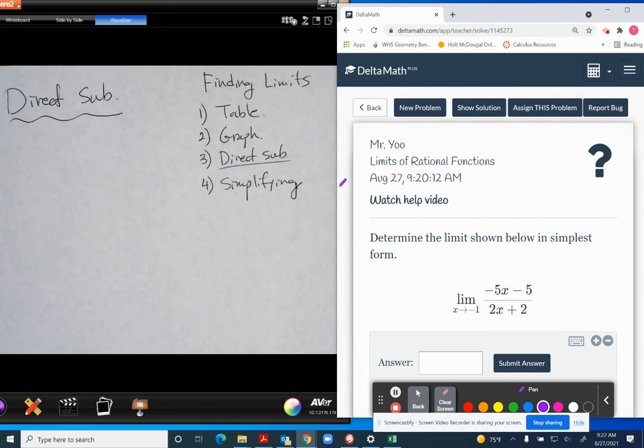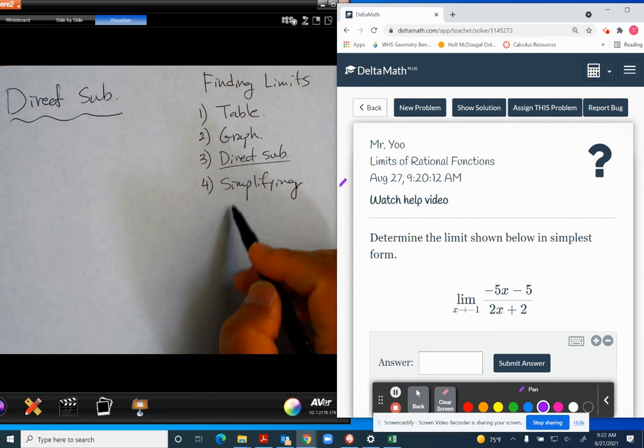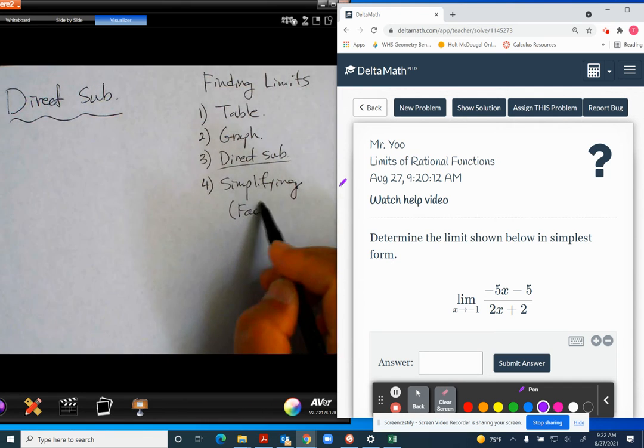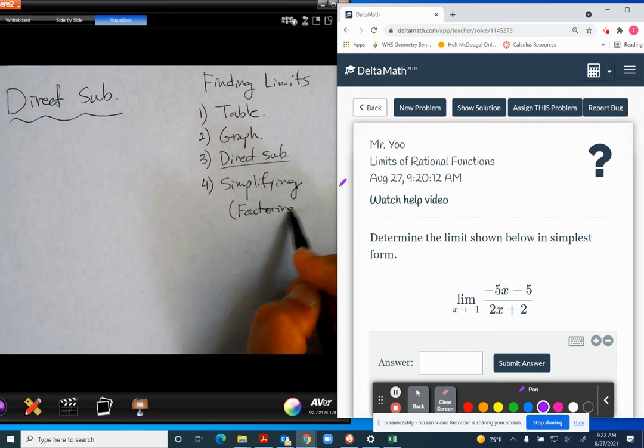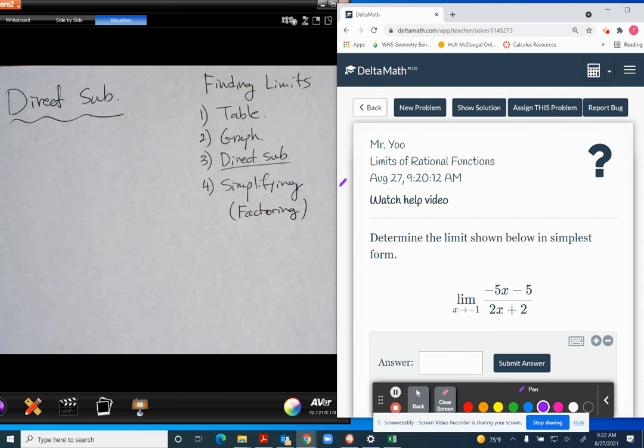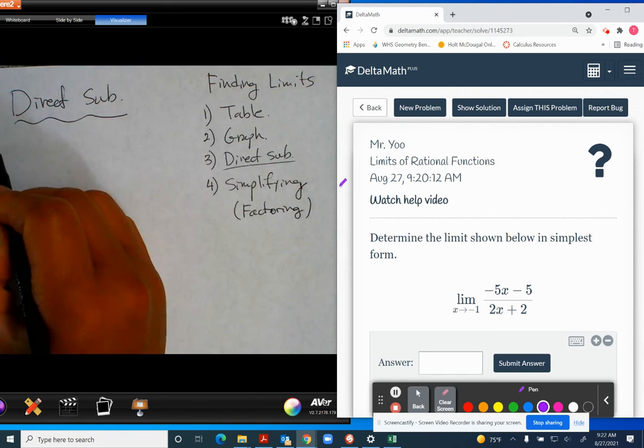All right, what is the simplifying method? Basically, the simplifying method is more of a factoring. That's why we learned and practiced factoring for the last 2 weeks. Okay? Because factoring is important. Okay, so let's look at this example.